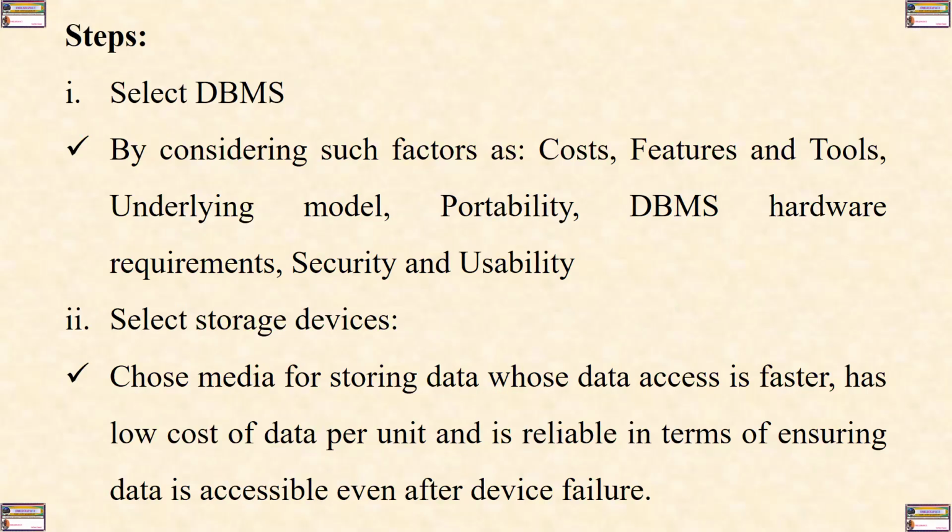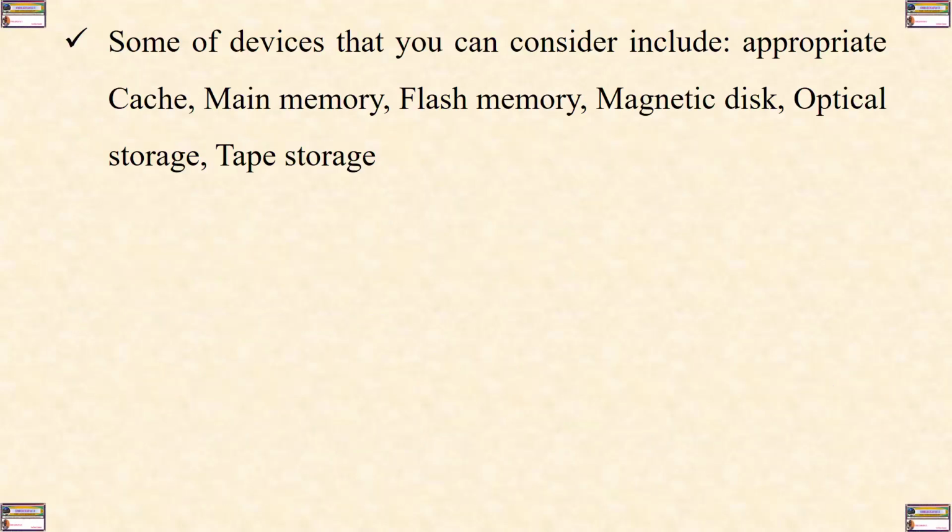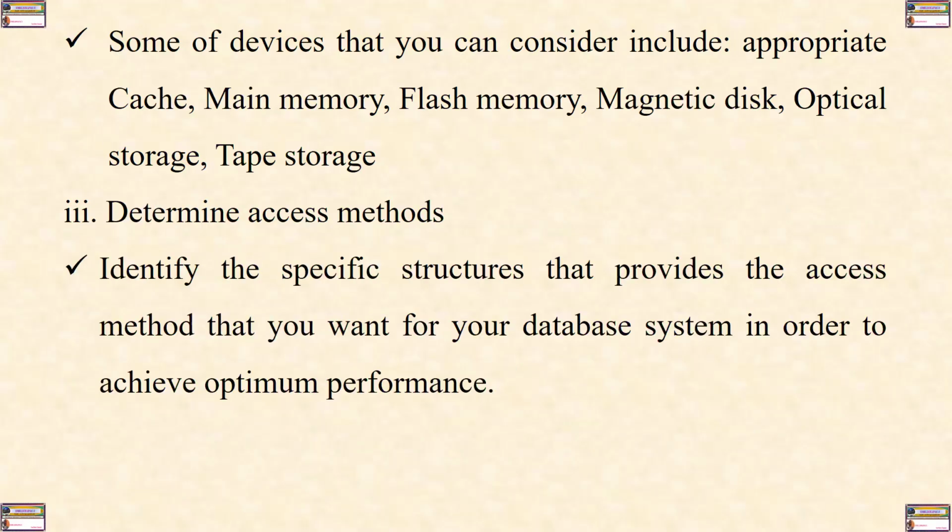Here, you choose the media for storing data, whose data access is faster, has low cost of data per unit, and is reliable in terms of ensuring that data is accessible even after the device failure. Some of the devices that you can consider include appropriate cache, main memory, flash memory, magnetic disk, optional storage, and tape storage. Number 3, you determine the access methods that you're going to use.